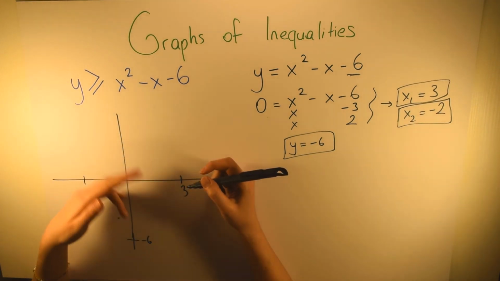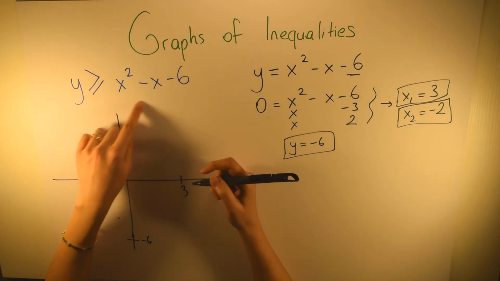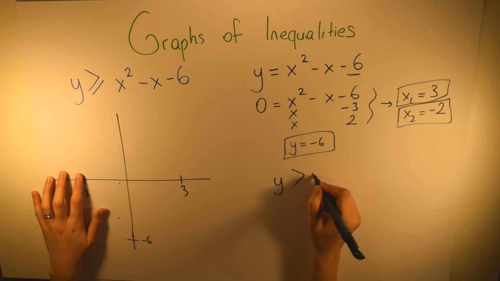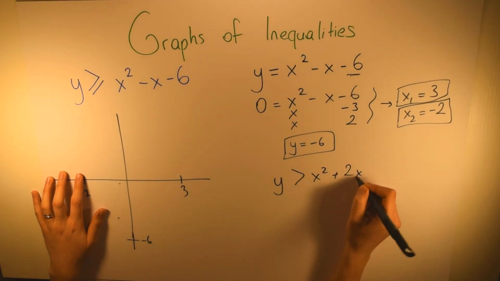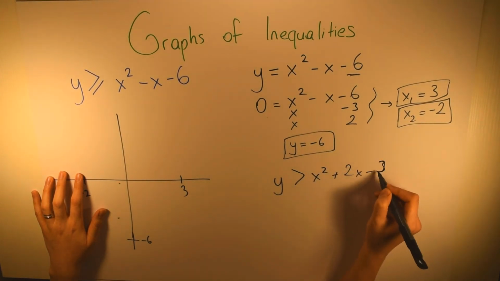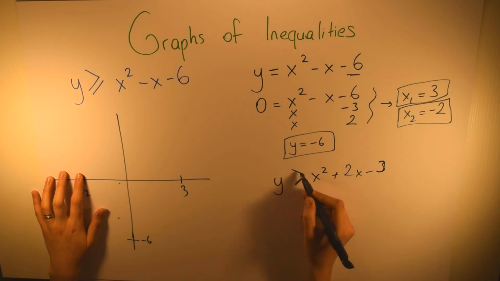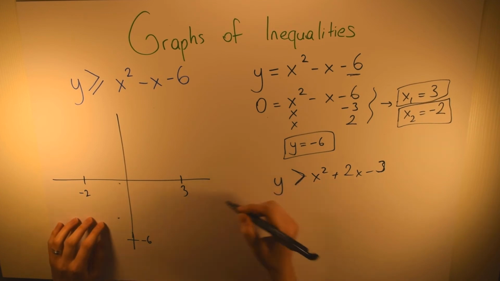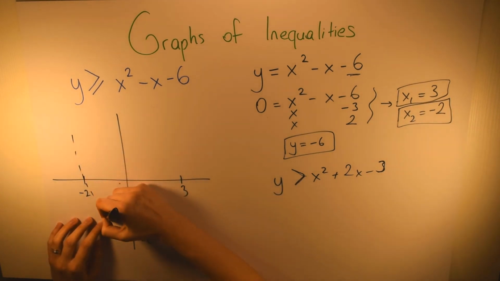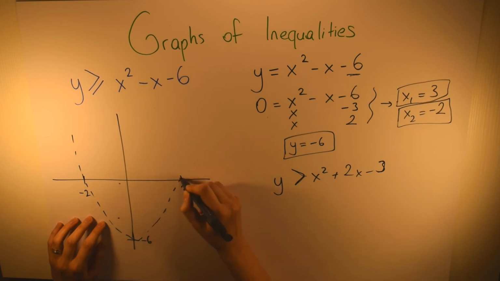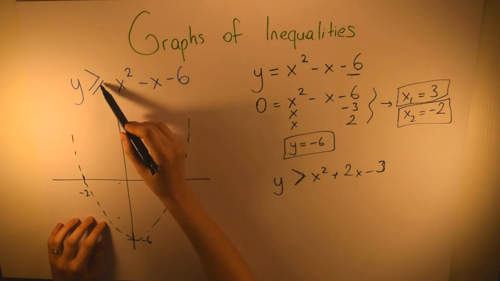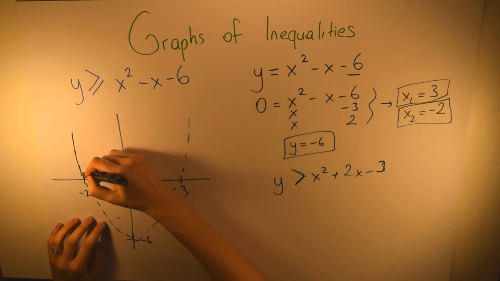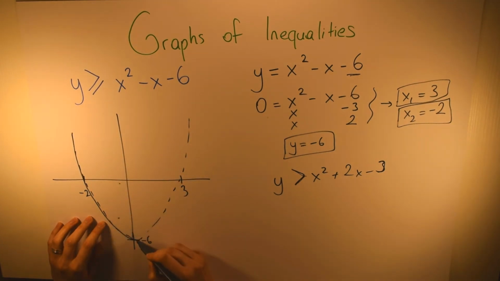If there is no equality, if your inequality is something like this, for example, y is greater than x squared plus 2x minus 3, you see there is no equality here, it just says y is greater than. So in these cases you should draw your curve as a dotted curve line, but in our case we also have equality here. That's why you should draw your curve as a normal curve line like this.